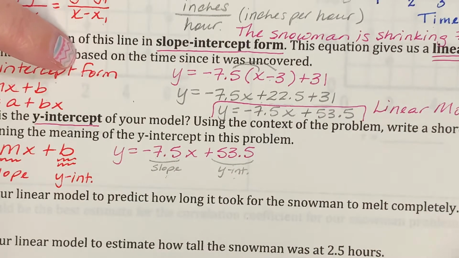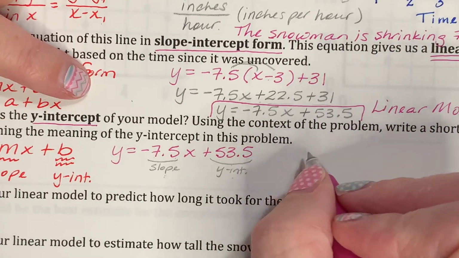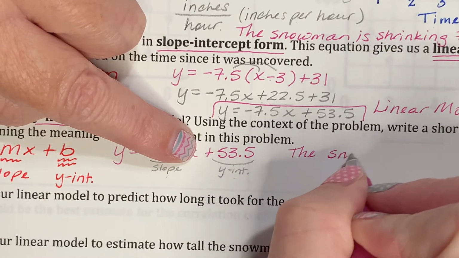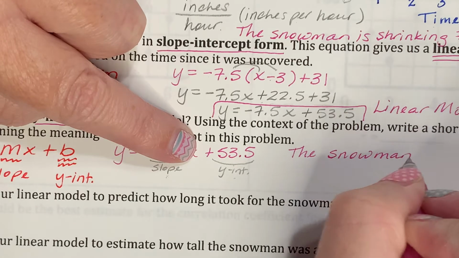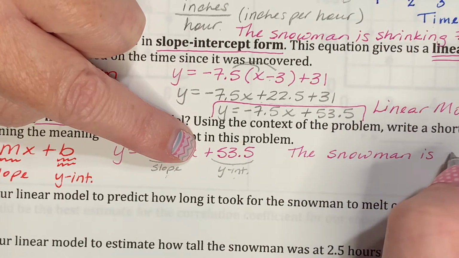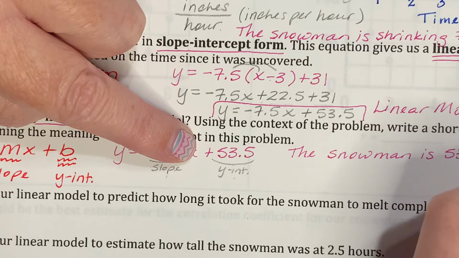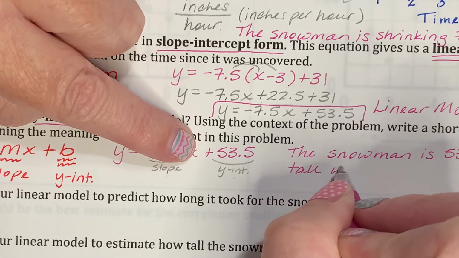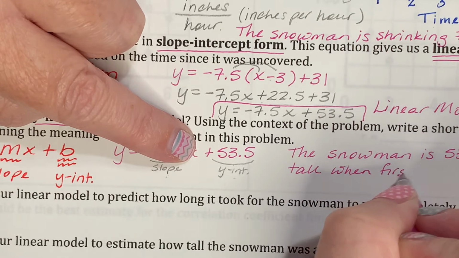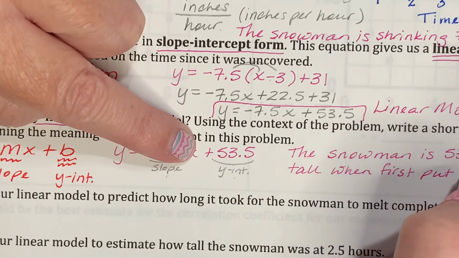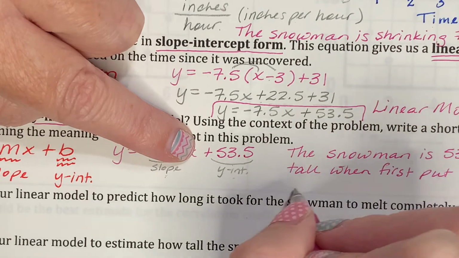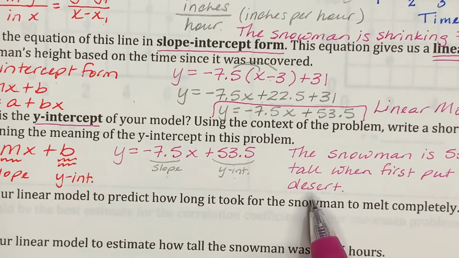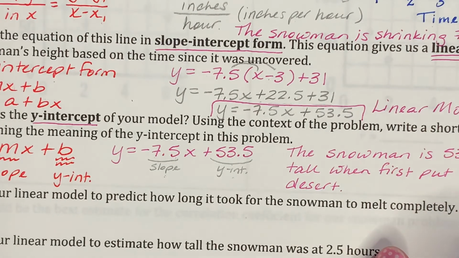So let's write a short sentence in context of this problem. So we would say, the snowman is 53.5 inches tall when first put in the desert. Desert has one S, right? Oops, you can't see. Sorry, I'm zoomed in too much.